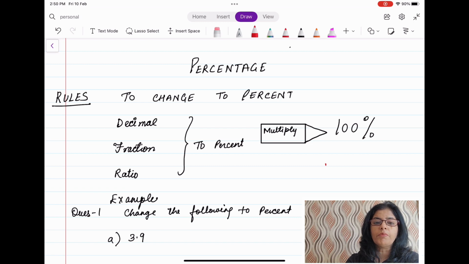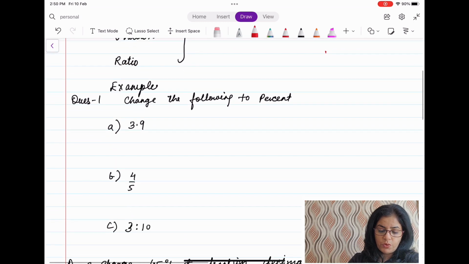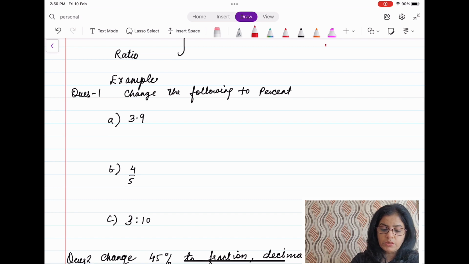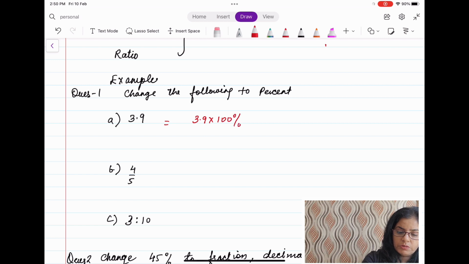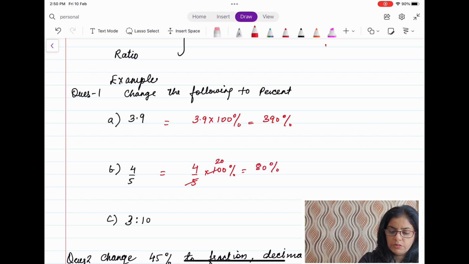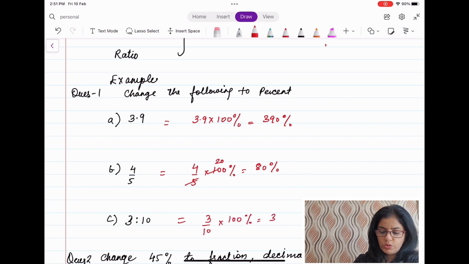Let's understand this with the help of examples. Suppose I have to change the following to percent: 3.9. I simply do 3.9 into 100%. This will become 390%. If I have to change this fraction to percent, it will be 4 upon 5 into 100%, cancelling, 80%. Then 3:10. If I have to change this ratio to percent, I will change it to a fraction and then multiply by 100%. So it is 30%.